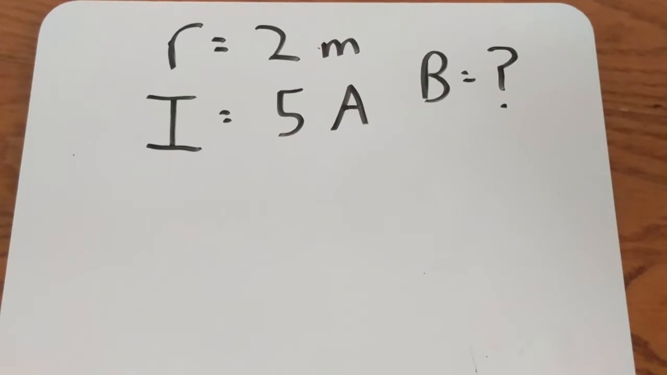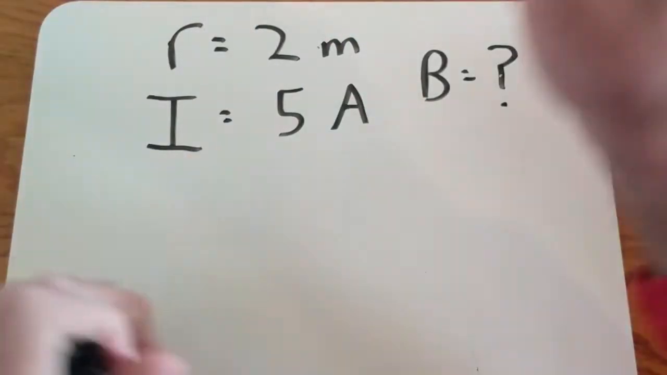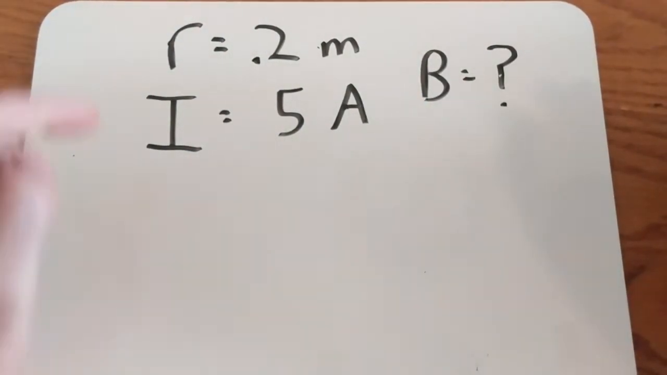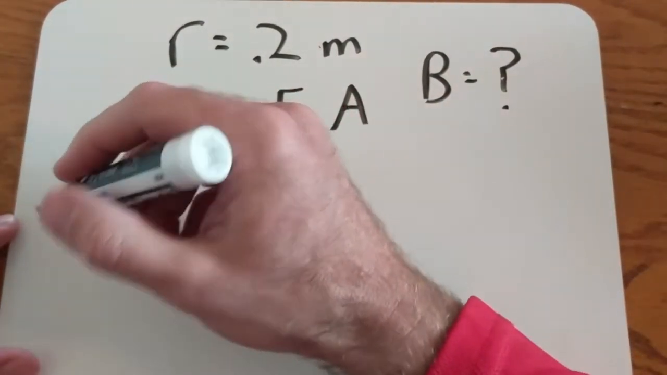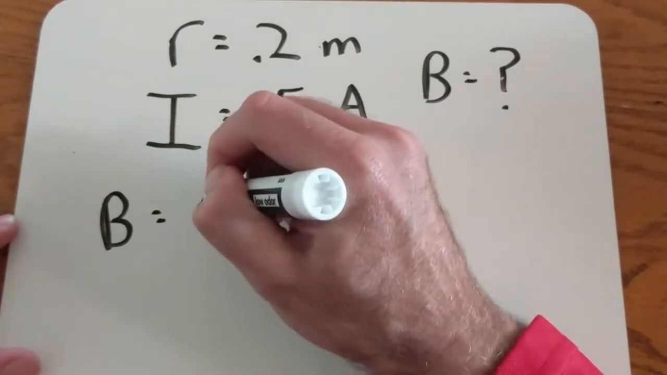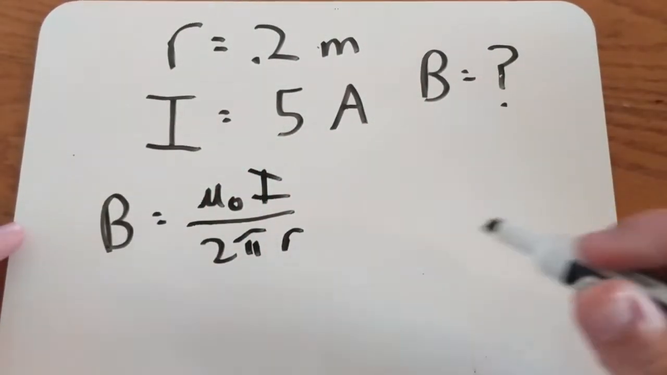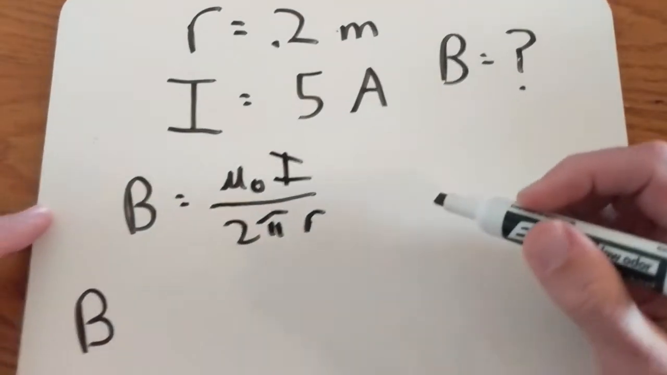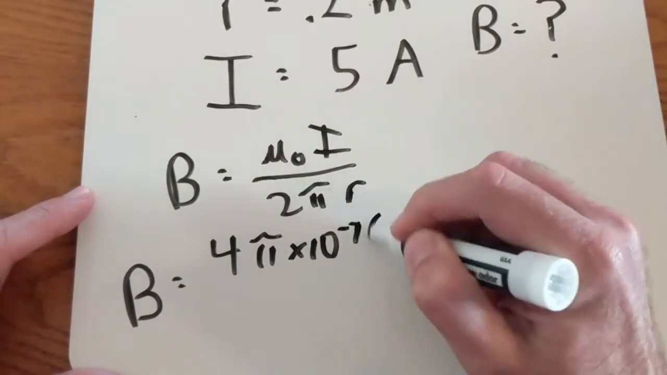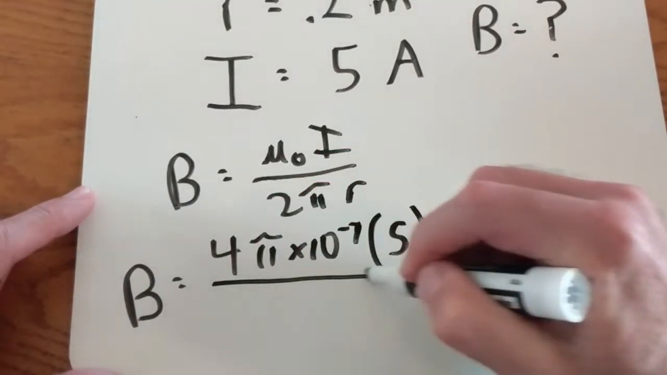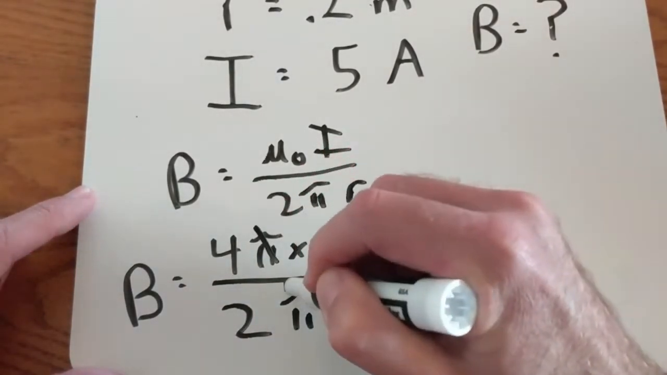Okay, so this problem is pretty straightforward. They are asking for the magnetic field, which is B, that's what we're looking for. They want to know what it is 0.2 meters from the wire, so that's our distance from the wire, and the wire is carrying 5 amps. So the equation that relates all that is simply B equals mu naught I over 2 pi R. Now we can plug those numbers in. B equals 4 pi times 10 to the negative 7 times 5 all over 2 pi, and the radius is 0.2. Now notice the pi's will cancel out.